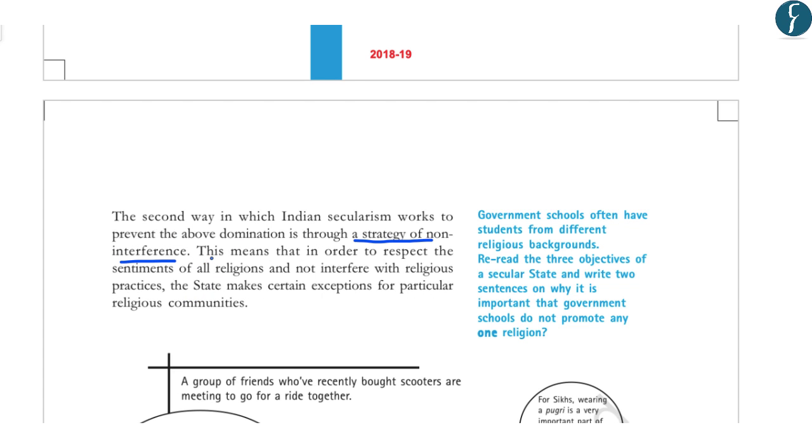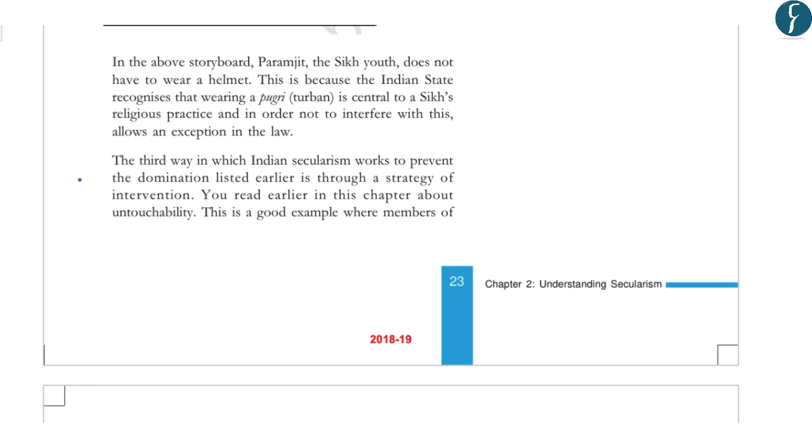The second strategy of the Indian state for practicing the ideals of Indian secularism is the strategy of non-interference in matters of religion. This means that the Indian state does not interfere with the religious practices of particular religions. And the third strategy is the strategy of intervention. This intervention is at times required because, for example, in case of Hinduism, the practice of untouchability has been practiced for a long time.